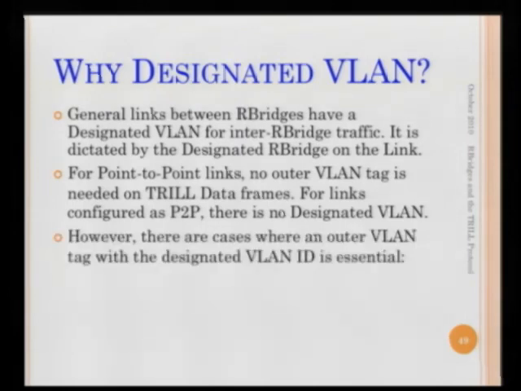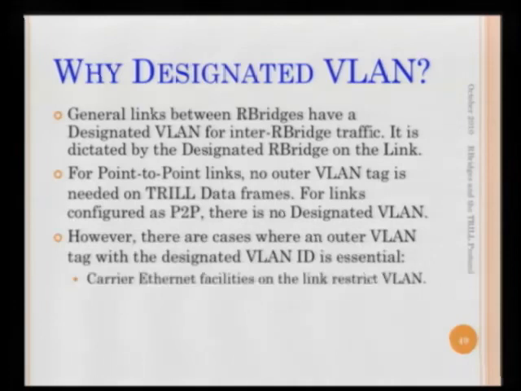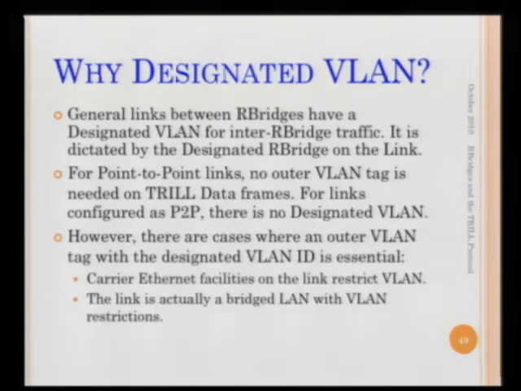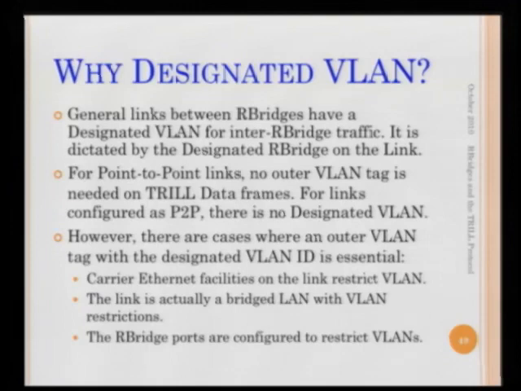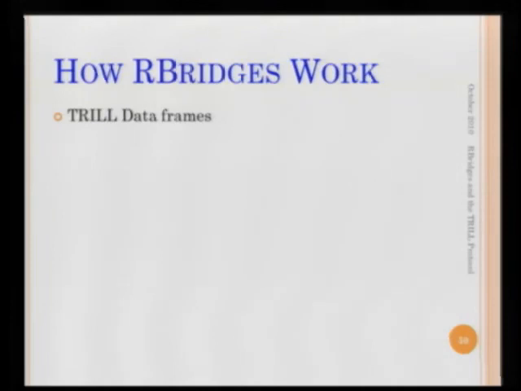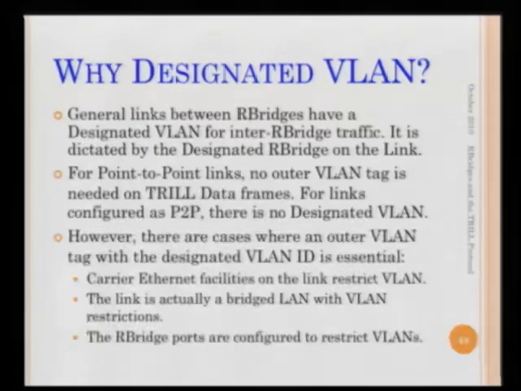But there are other cases where you really need this outer VLAN tag, and you need a designated VLAN ID to make sure that TRILL data can be communicated between the RBridges on the link. So one thing I think I mentioned before, if you have carrier Ethernet facilities that limit you to some VLAN, the link is actually a bridged LAN, which has a bunch of VLAN restrictions, or since the RBridge ports are 802.1Q ports, you can in principle configure the RBridge ports to restrict VLANs. So if you have any of these things, you need to have a designated VLAN, which is one used by the RBridges to communicate on that link.